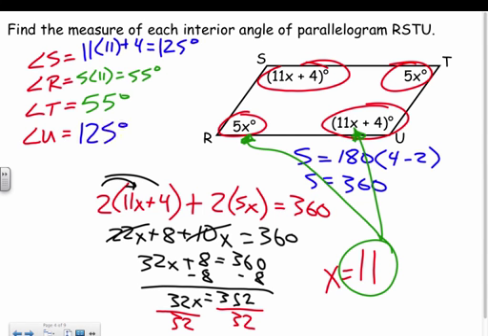And there we go. If I really wanted to check, I could add up all 4 of these and see if they add up to 360, which they should. Okay, but there's my answers: 125 and 55 degrees for all 4 of those angles. So just be careful on what you're trying to find.